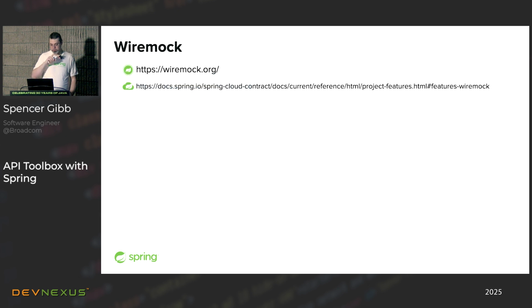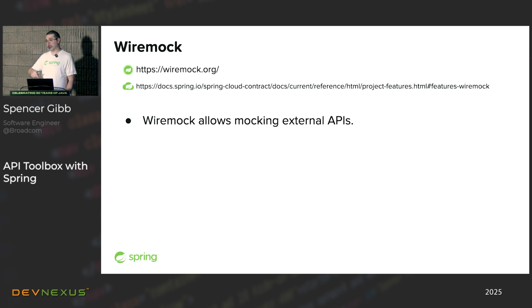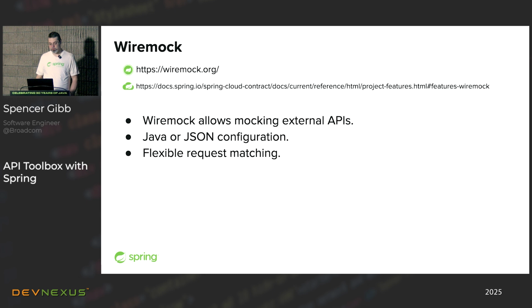So another thing that we have integration for is WireMock. So this is a little more on the integration testing side. WireMock allows you to programmatically define external APIs that you can then make actual HTTP calls to. You can do that configuration in Java. You can also do JSON configuration. You can set up all sorts of rules for matching.